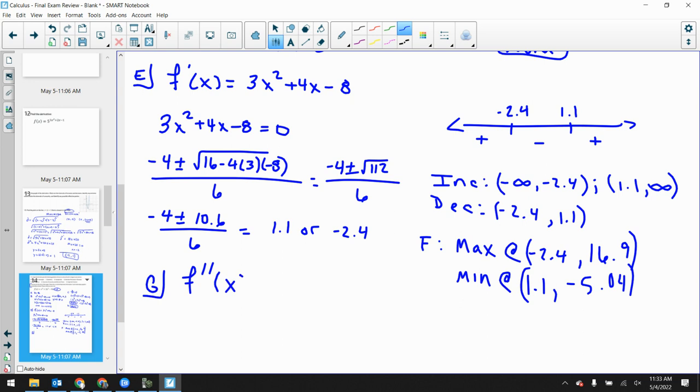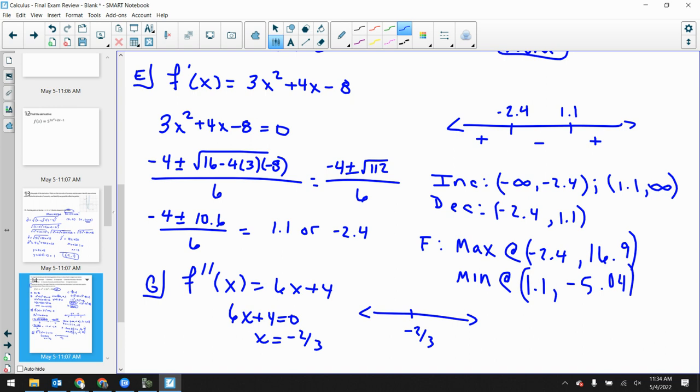F double prime of x is 6x plus 4. The zeros of that will tell me where my inflection point is. 6x plus 4 equals 0, so x is equal to negative 4/6, so negative 2/3. I should double check, because that's where the possibility of an inflection point could be. I should double check to make sure that it goes from negative to positive or positive to negative.